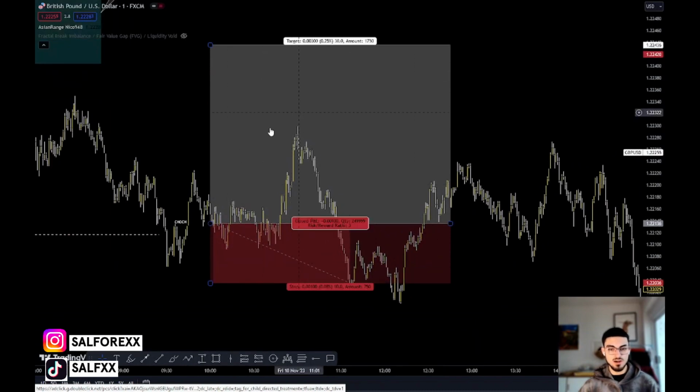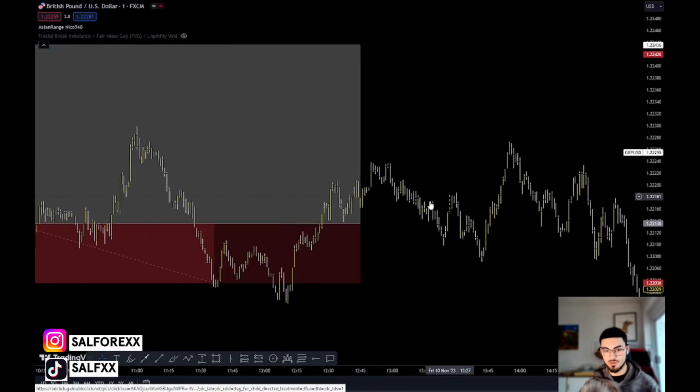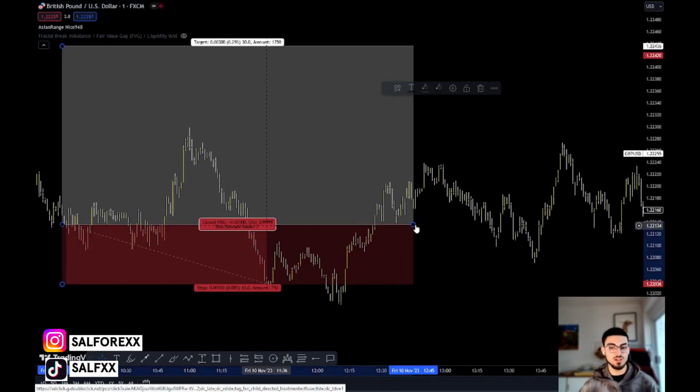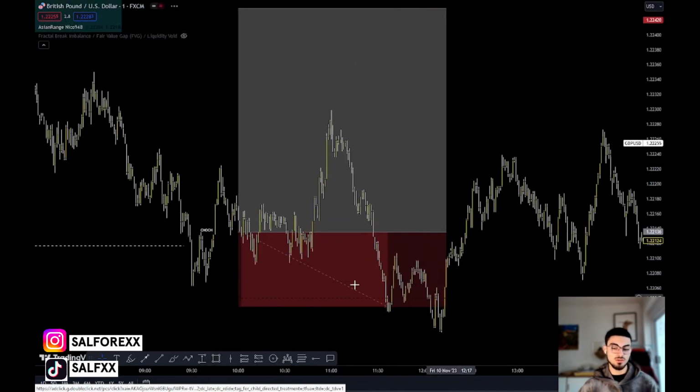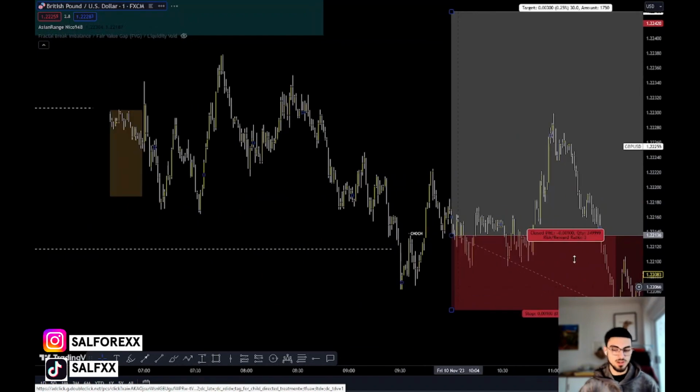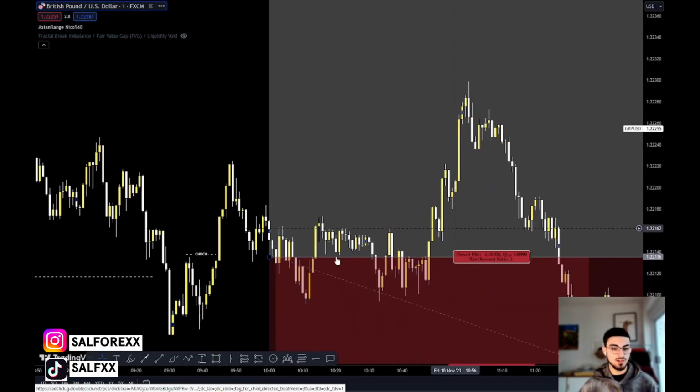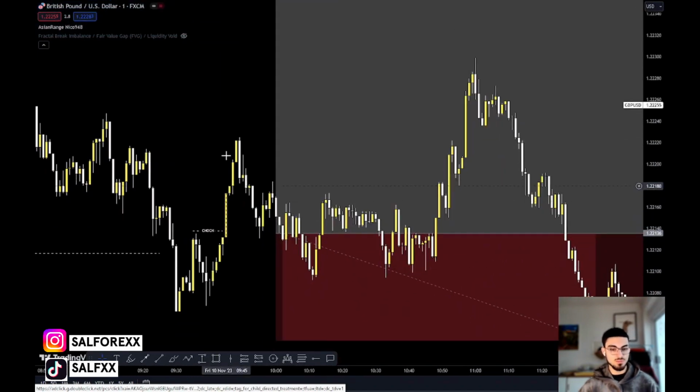However, I didn't close out because I don't like to take partial profits unless I see a reason to, and I didn't see a reason to take partial profits on this trade, so I just ended up letting it hit a stop loss. And as you can see here, a really nice change of character, massive displacement here, so that for me is saying that buyers are entering the market.